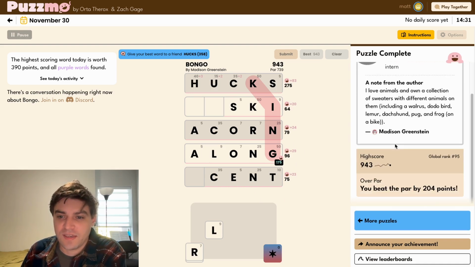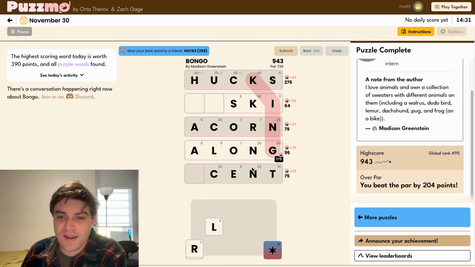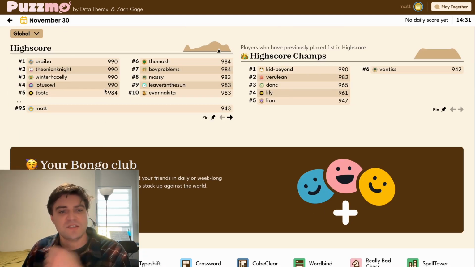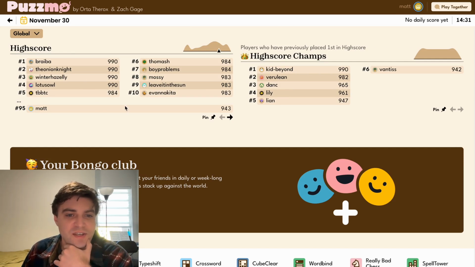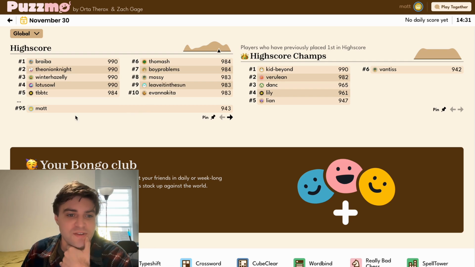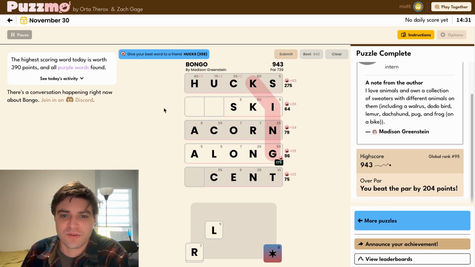So it looks like I have global rank 95. It seems the high score of the day is 990 points. So actually, I'd guessed the high score was going to be over 1,000. I did all right with score 95, but some people figured out how to get 990 out of this grid. Good for them. I'm sure that they filled in some of these holes that I left out. Anyway, I think I'll end it here.